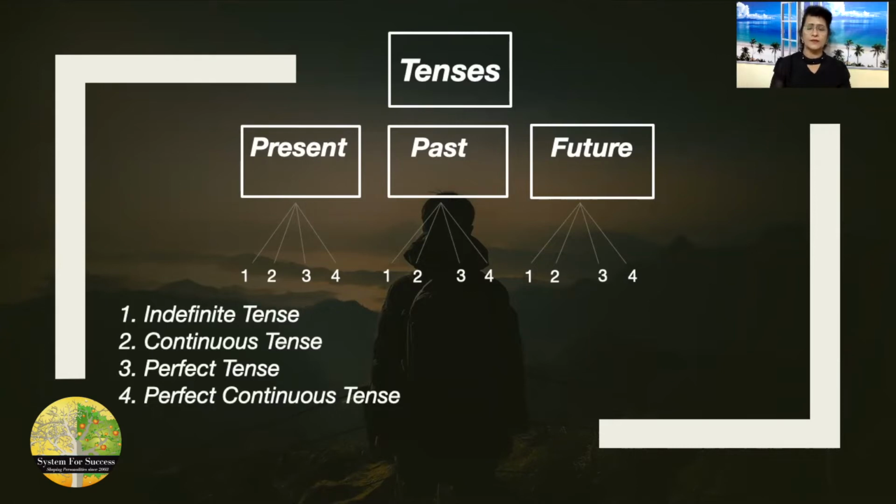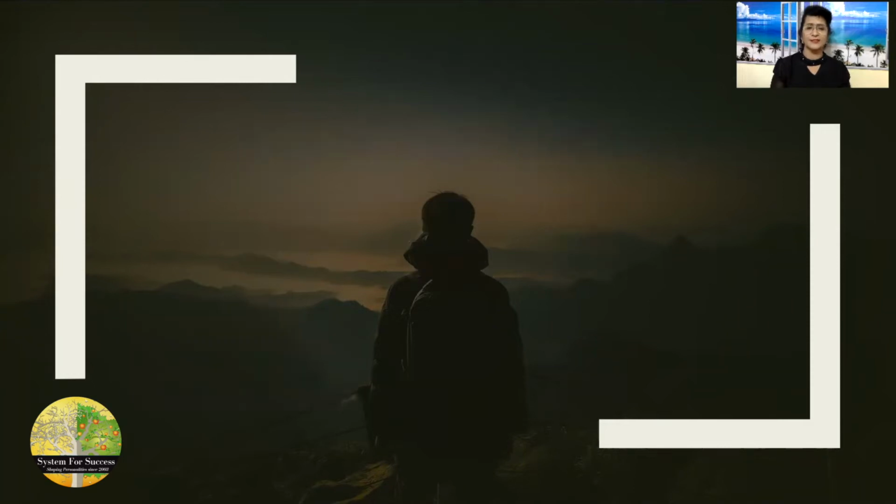Once again, wherever number 1 is written, it's indefinite. So present indefinite, then past indefinite, future indefinite. Continuous, so present continuous, past continuous, future continuous. Perfect tense, present perfect, past perfect, future perfect, and then perfect continuous. So present perfect continuous, past perfect continuous, future perfect continuous.